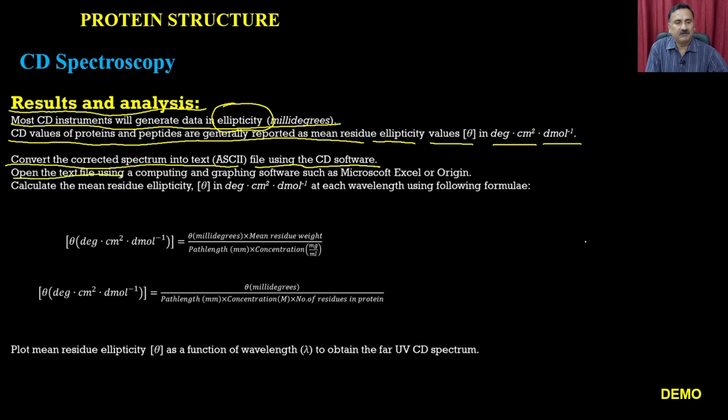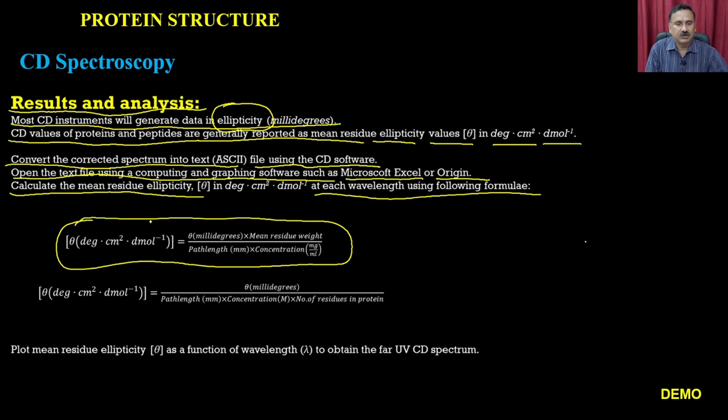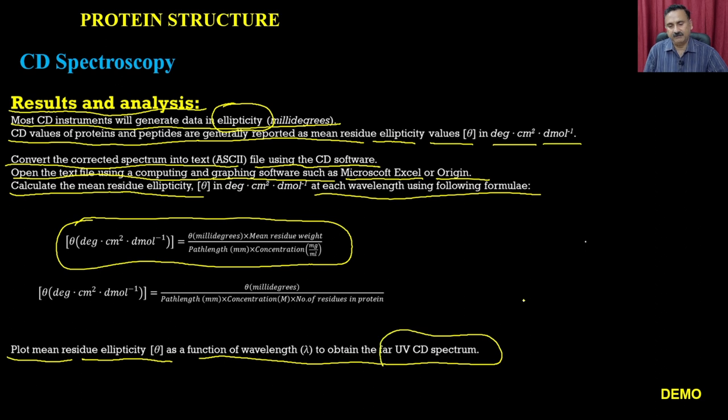Then open the text file using a computing and graphing software such as Microsoft Excel or Origin. And then you calculate the mean residue ellipticity at each wavelength using the following formula. It is going to give you the calculation of the mean residue ellipticity at each wavelength. And then you can plot the mean residue ellipticity as a function of wavelength to obtain the far UV CD spectrum.